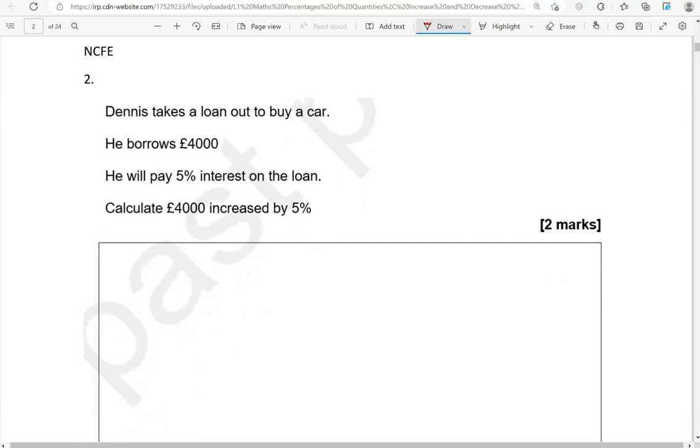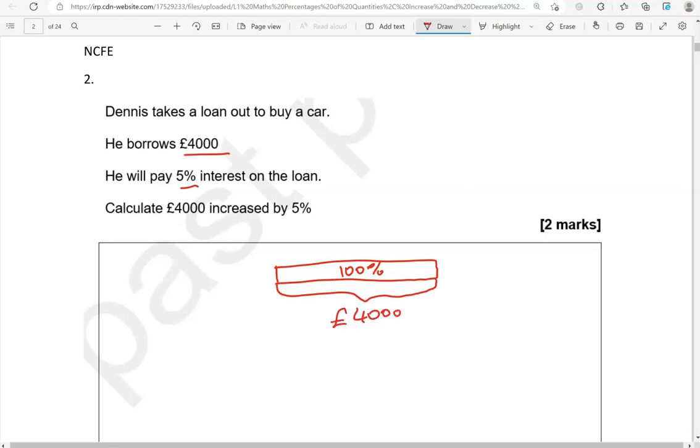Dennis takes a loan out to buy a car. He borrows £4,000. He will pay 5% interest on the loan. Calculate £4,000 increased by 5%. So if I represent the amount borrowed here, that is the 100% amount. That's equal to £4,000.